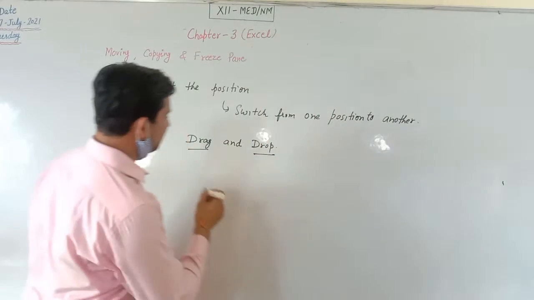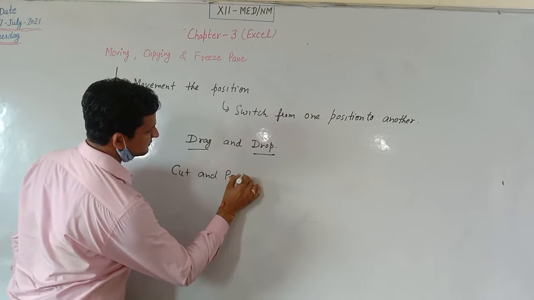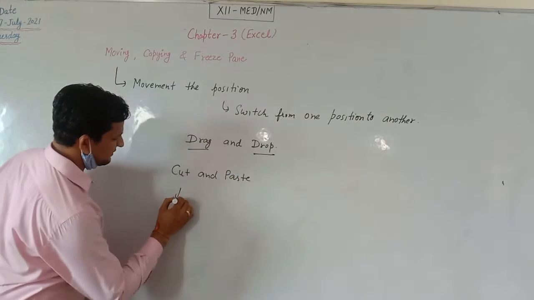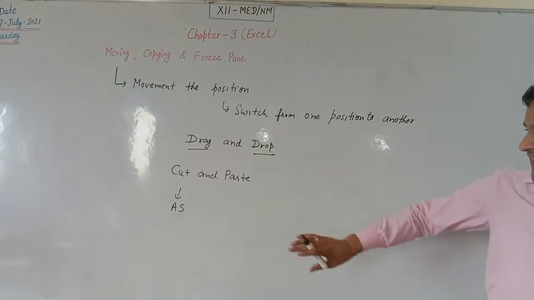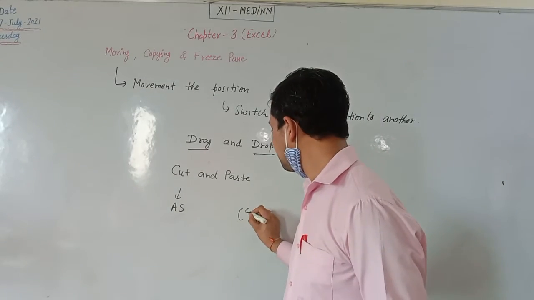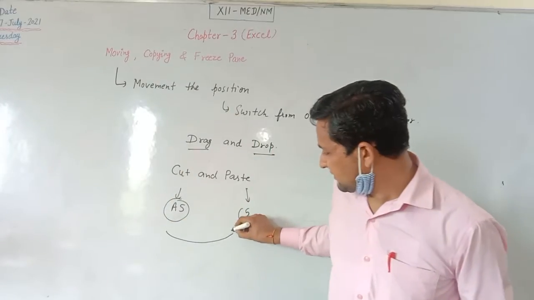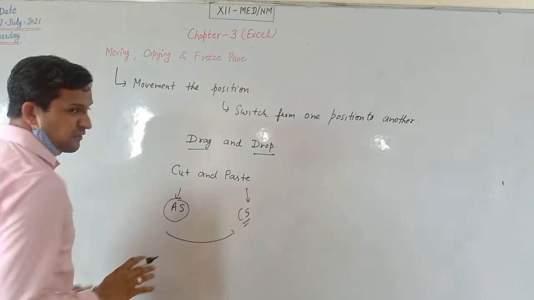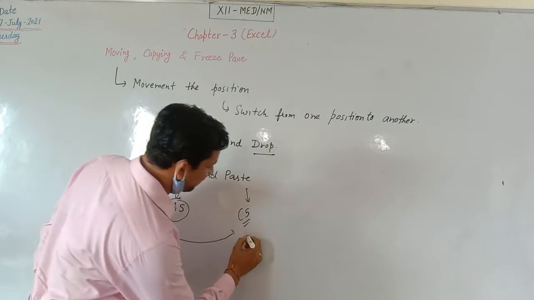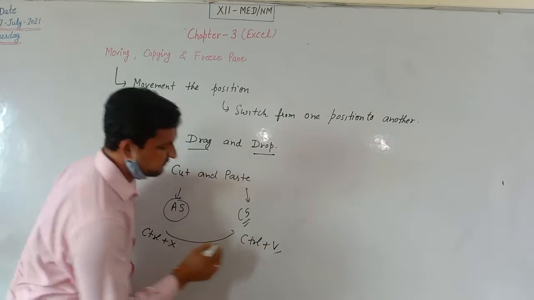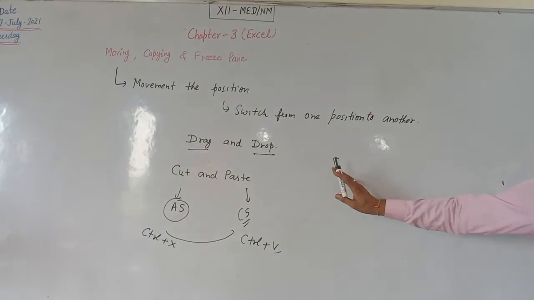The second option we can use is the cut and paste method. Suppose I have cell A5, and in A5 I have data. I want to switch that data from A5 to C5. What will I do? I will cut from this position and paste at this position. For cutting the specific cell, we have the shortcut key Ctrl plus X, and for paste, the shortcut key Ctrl plus V. This is the second method for moving the cell, changing the cell position.